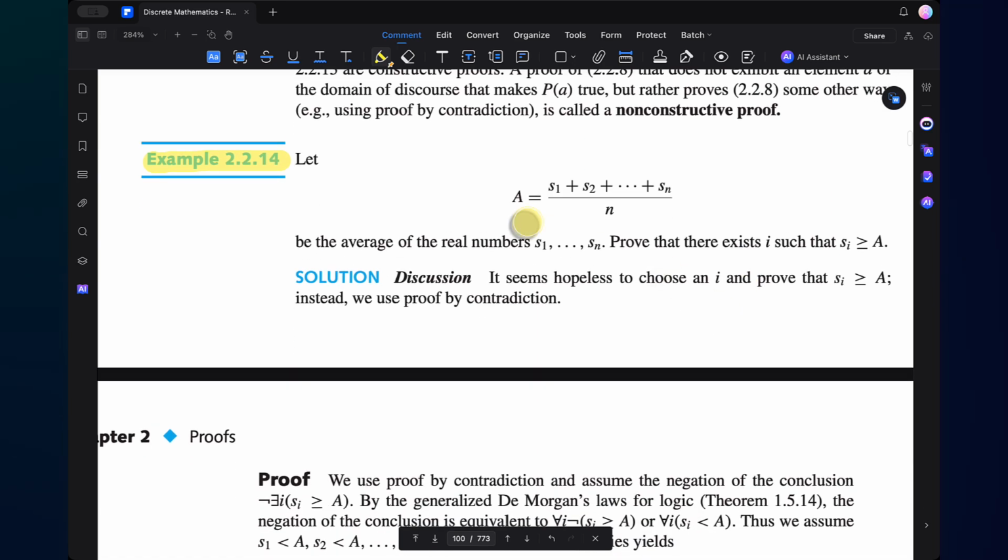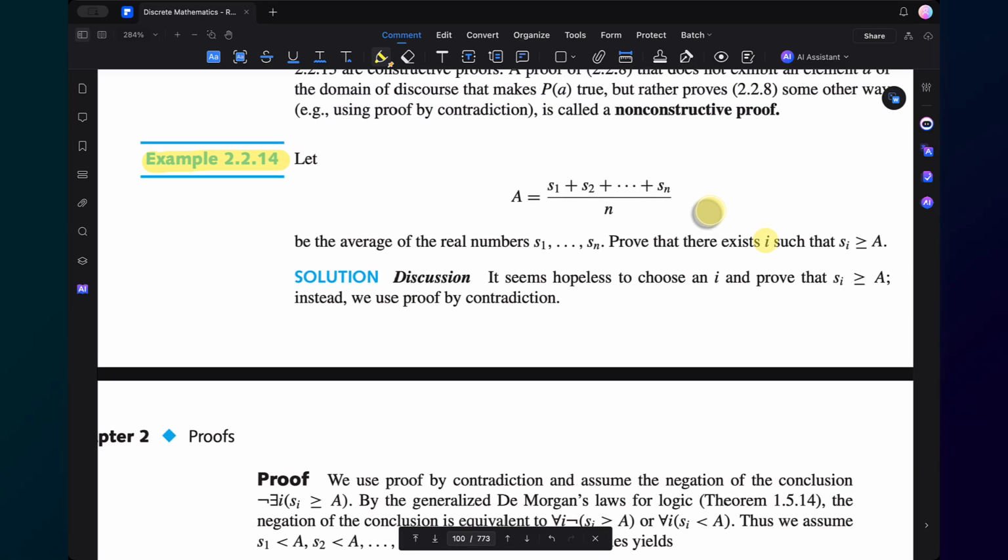Here's another one. Let's take a look at this one. Let A be the average of the real numbers S1 through Sn. Prove that there exists an i such that S of i is greater than or equal to A. So one of these numbers up here has to be bigger than this A.